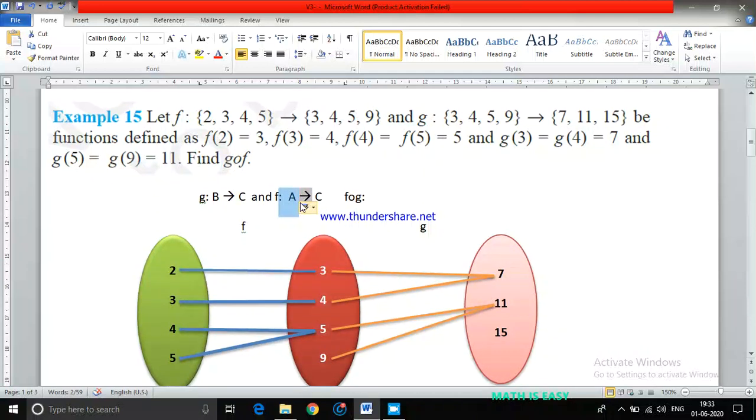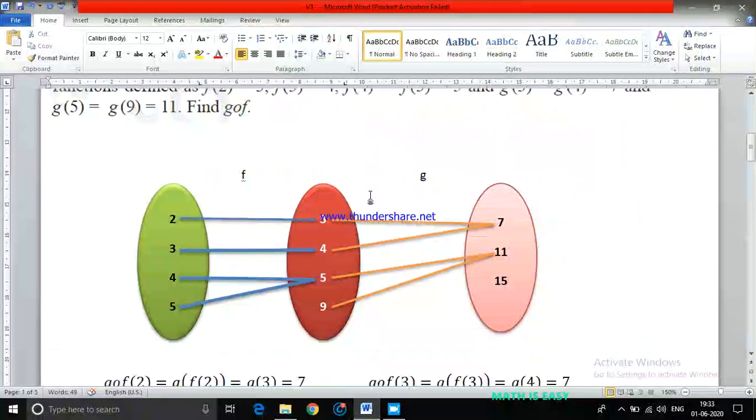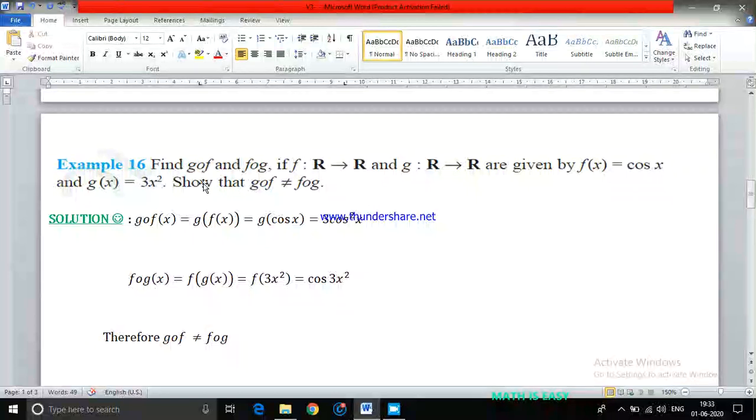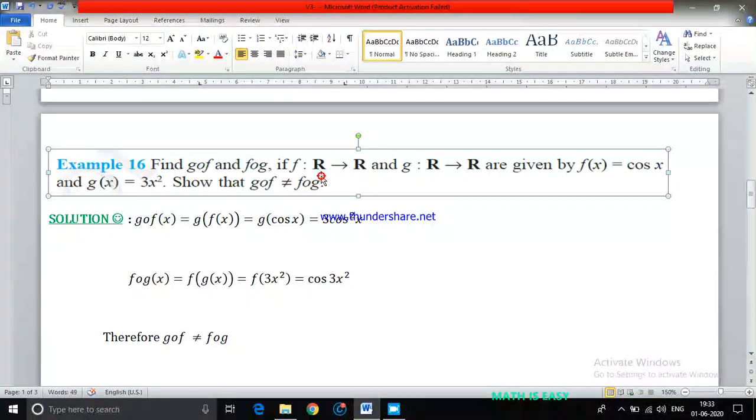You check here, in this question in which we define FOG and GOF, both the functions, F is defined from R to R, G is also defined from R to R. So hence you can define FOG, you can define GOF, because everything is same.